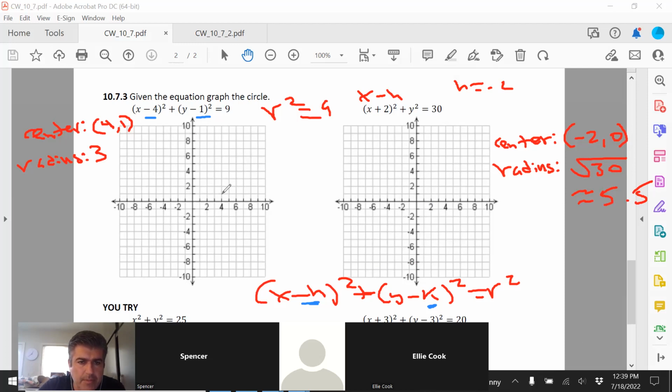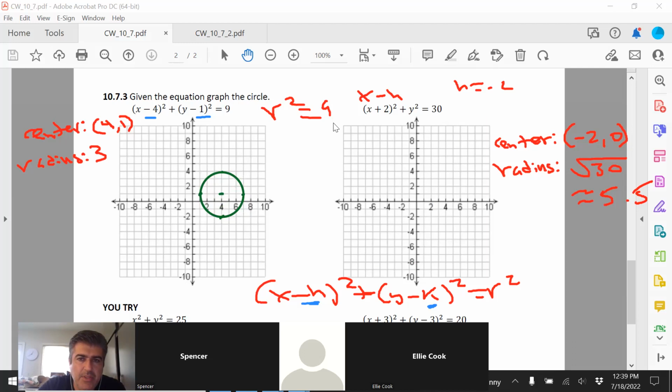So then if you plot the point 4, 1, go 3 away, and you draw a circle. Notice I went 3 up, 3 down, 3 left, 3 right, so it makes a more accurate circle. Or if you wind up using, say, Notability or something, you can make that do that. That looks a little nicer.